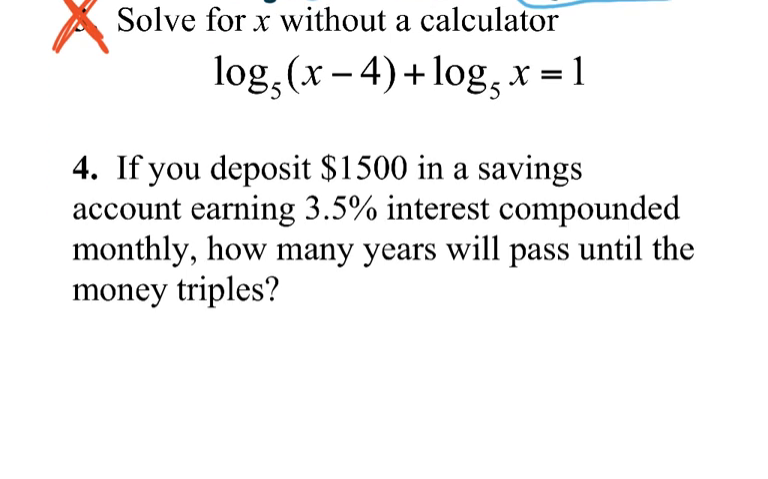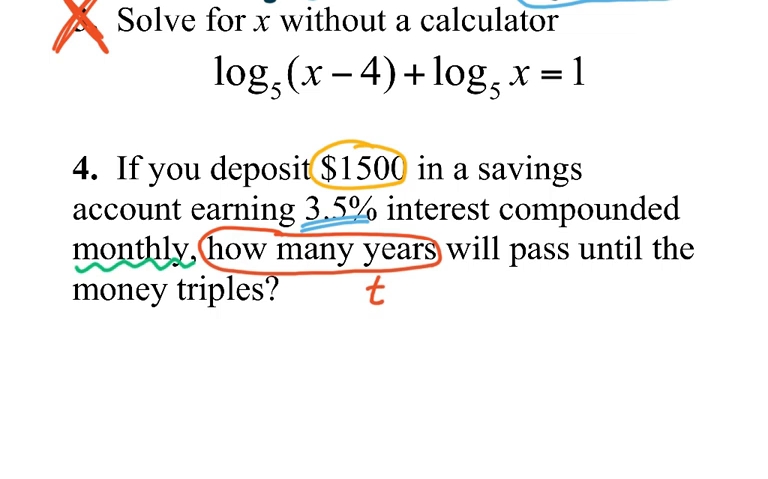All right, number 4 is a great one. It's a money one, and we'll see a couple of the money ones on there as well. This is more of a setup, a little bit more of an algebra, and definitely using your calculator. All right, so we're depositing money. We're going to start with $1,500, and it's earning 3.5% interest rate. It's being compounded monthly, and the big question is how many years? And again, that variable is always the t variable that we have to solve for. We're going to try to figure out until the money triples.